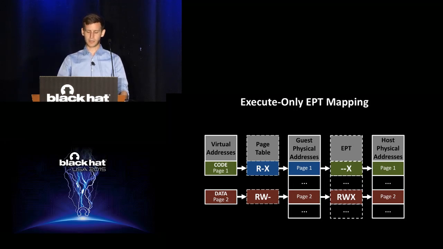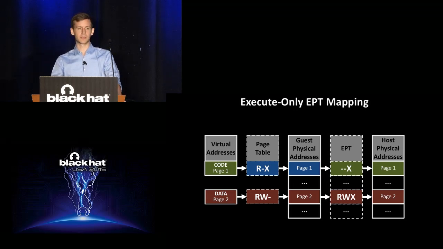As you can see, for all other pages, we basically set the permission in the extended page table to read, write, execute, so that the effective permission of the page is determined by the permission set in the page table, because again, it's the intersection of both. So this is how we can prevent direct memory disclosure.